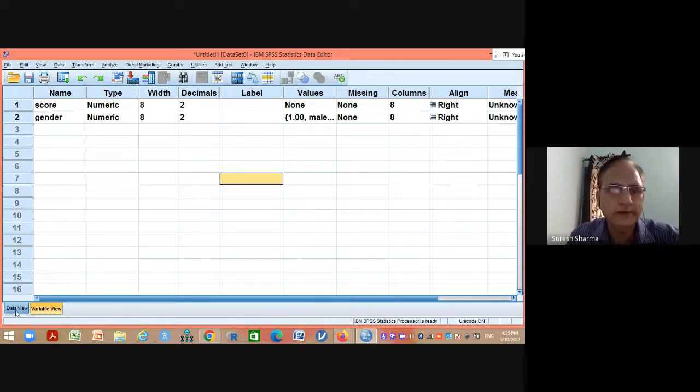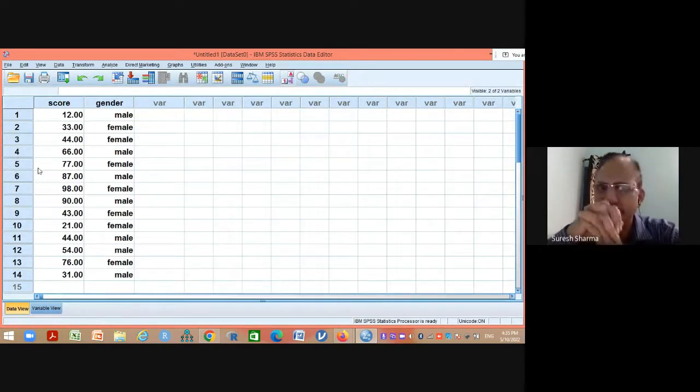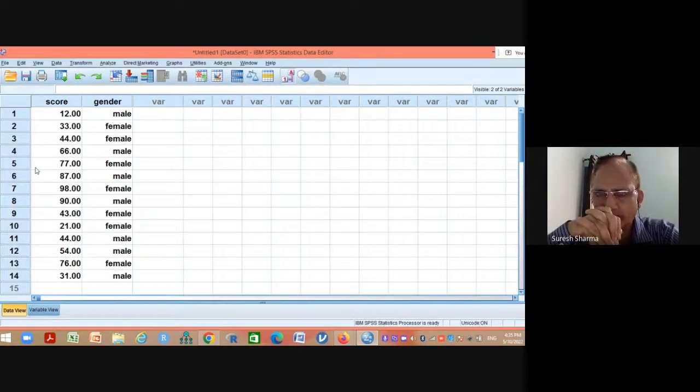So you have entered 2 variables. One is score, another is gender. Right? Now another important point is sometimes we need to divide our data into different categories.